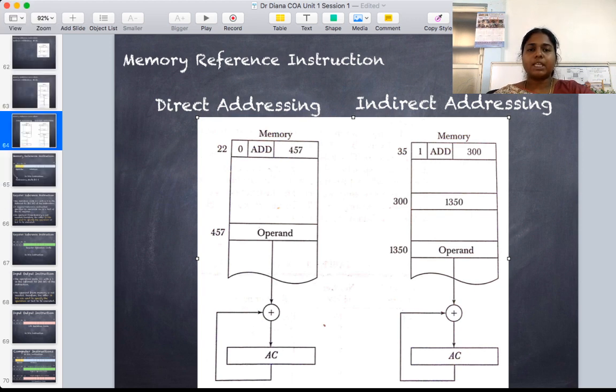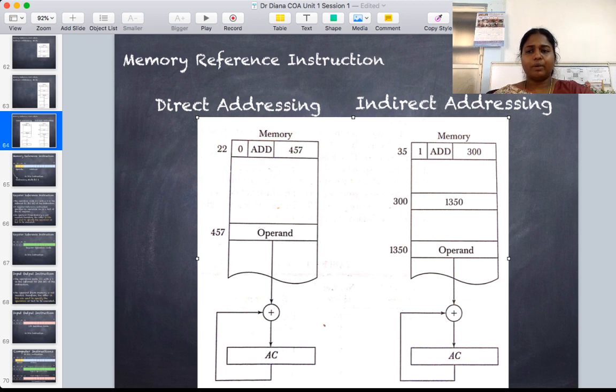These 12 bits indicate the address at which I can find the location of the operand. So at 300, I find another value which specifies the location of the operand. So instead of directly telling the location of the operand, I am giving another place where I can find the operand. That is called the indirect addressing mode.